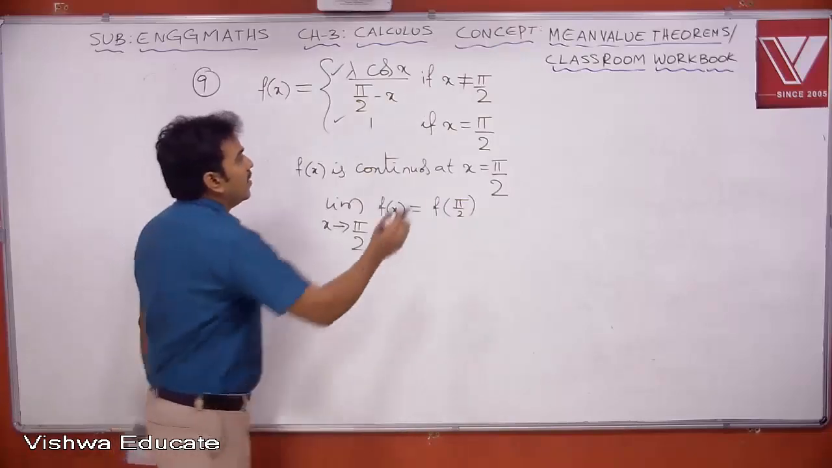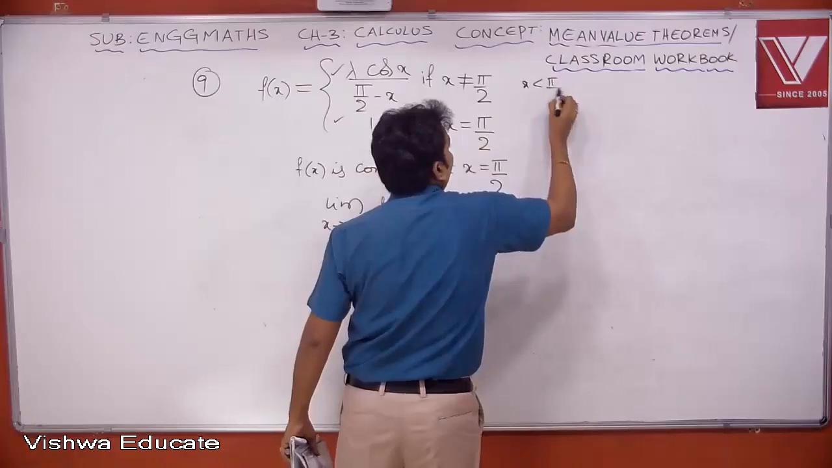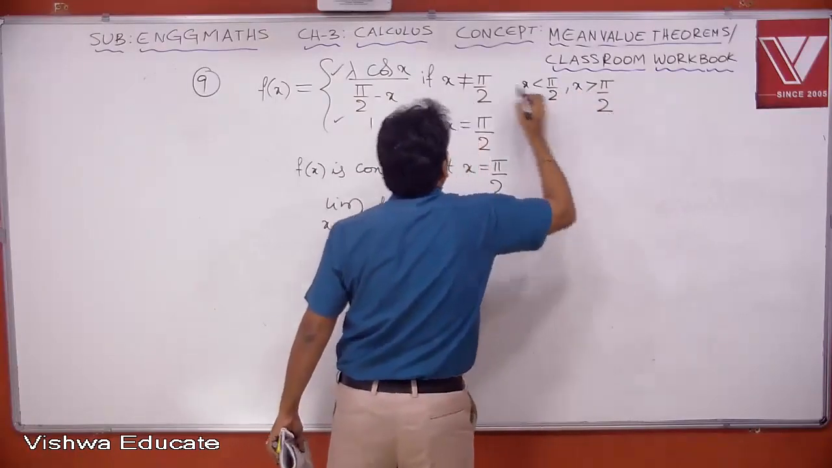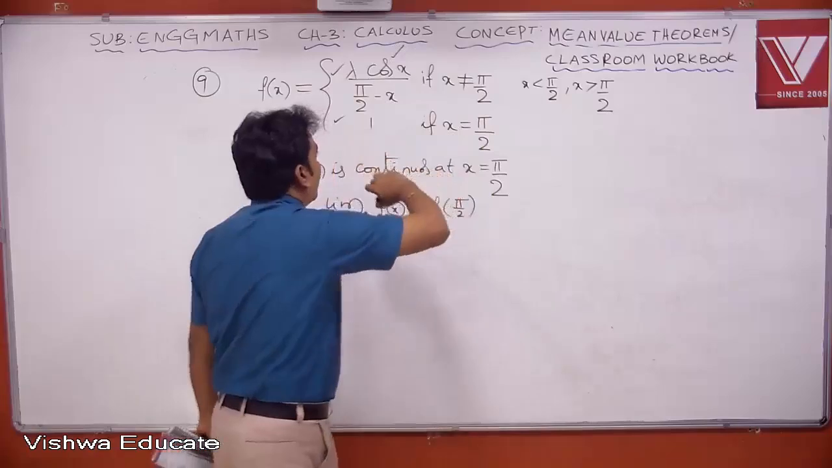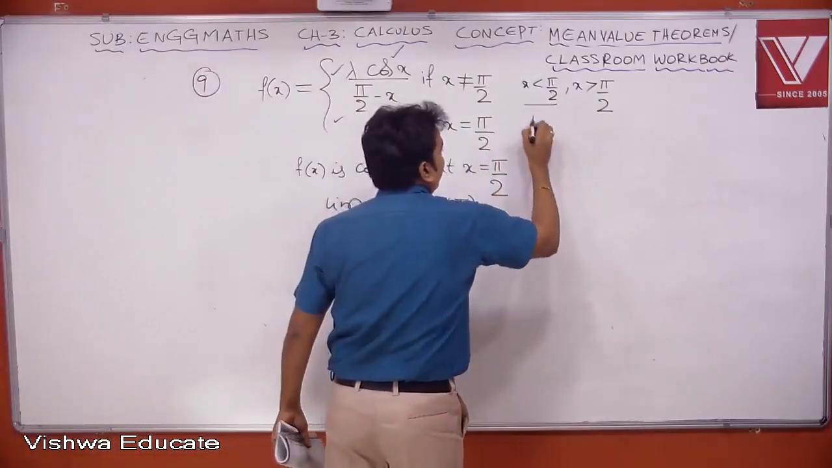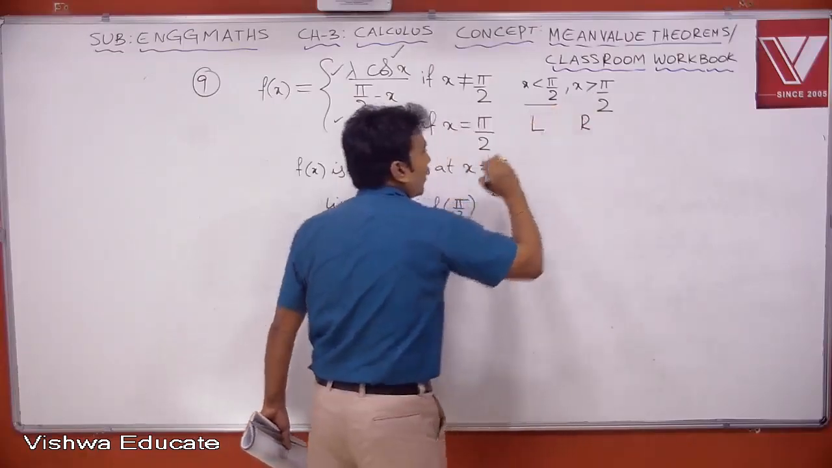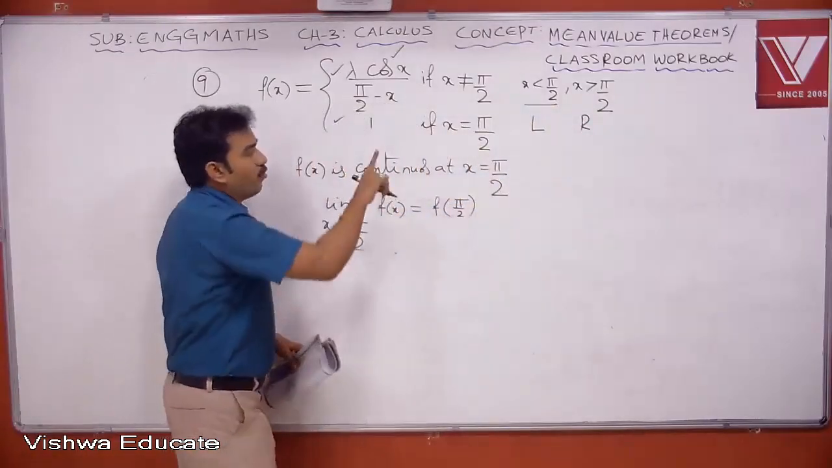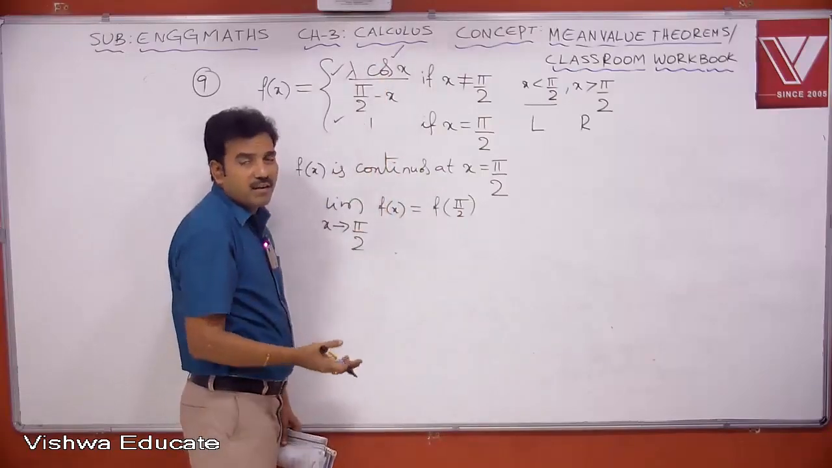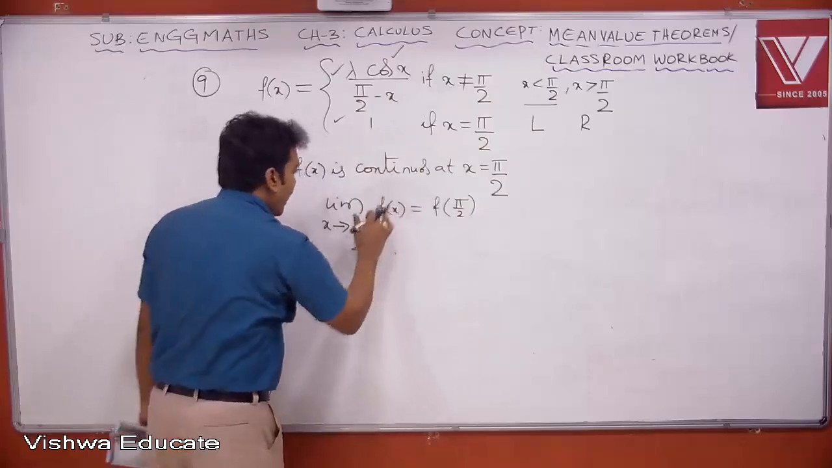Why? Here x is not equal to pi by 2. That means when x is less than pi by 2 as well as when x is greater than pi by 2, the function is this lambda cos x by pi by 2 minus x. So generally when x is less than pi by 2, we can discuss left hand limit. When x is greater than pi by 2, we can go for right hand limit. But here for both LHL and RHL, the function is the same. So you need not calculate LHL and RHL. Even if you calculate, you will get the same. So let us calculate limits.